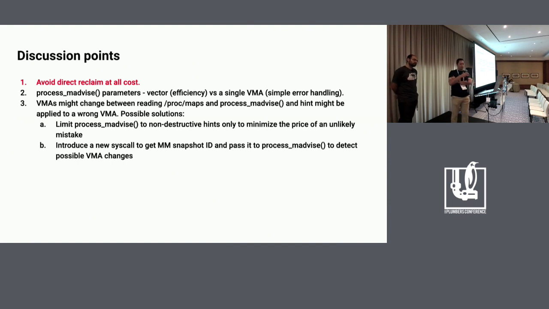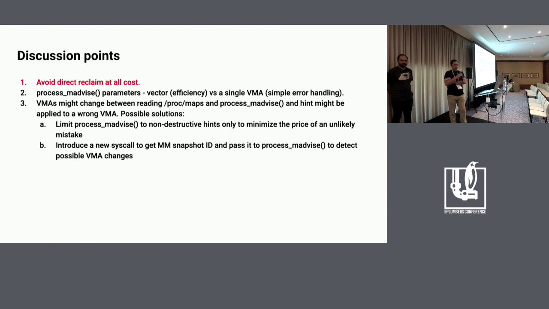And if between those two events the counter changed, then process_madvise basically returns that the information you provided is stale. Your snapshot ID or cookie is stale, so you need to redo the same thing. That would be how we detect changes between those two events, when we read the VMA map and when we send the process_madvise call to hint the kernel about some of the VMAs. Those are the two open questions, and we would love some input on this if somebody is interested. We're open to discussing those two questions.